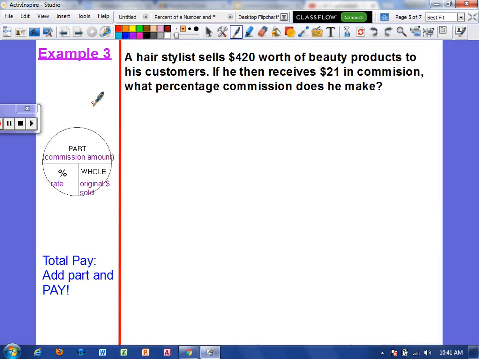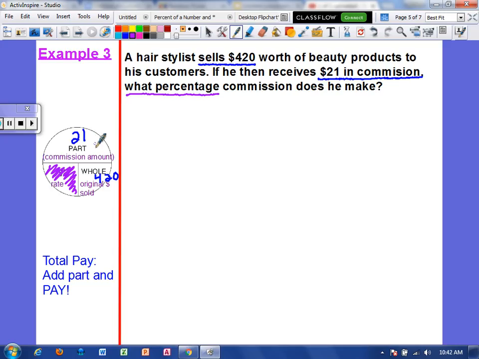All right, example 3. A hairstylist sells $420 worth of beauty products to his customers. If he then receives $21 in commission, what percentage commission does he make? So he originally sells $420 worth of beauty products. That's the amount sold, 420. He then receives $21 in commission. So here they gave us the part, and what we are missing is the percentage.